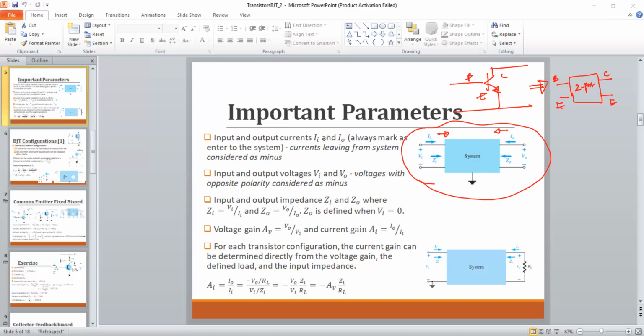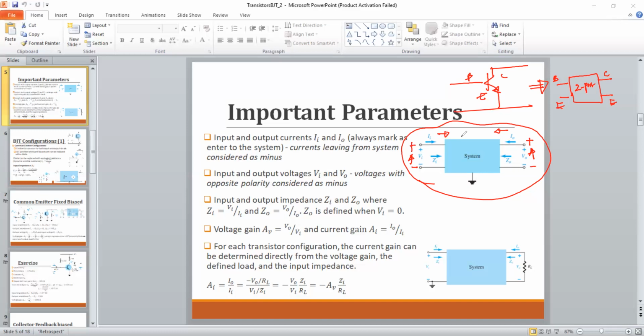And the voltages are basically marked like this. This would be the plus and this would be the minus, so this has higher potential compared to this one. So the voltages are basically like that, at the input and at the output, and the currents are flowing into the node. So this is the simple concept.